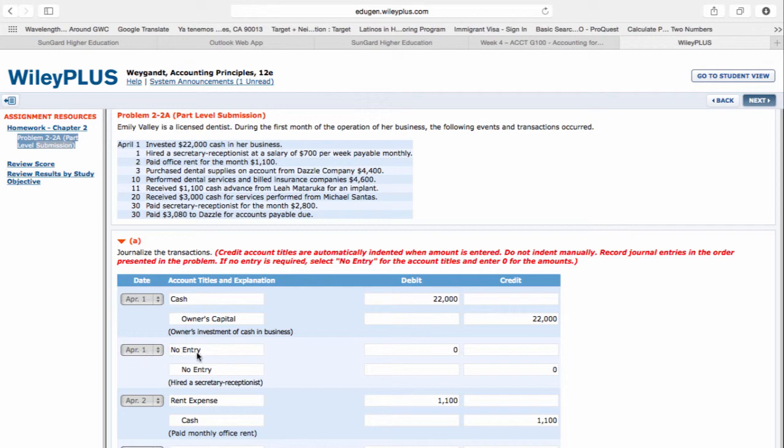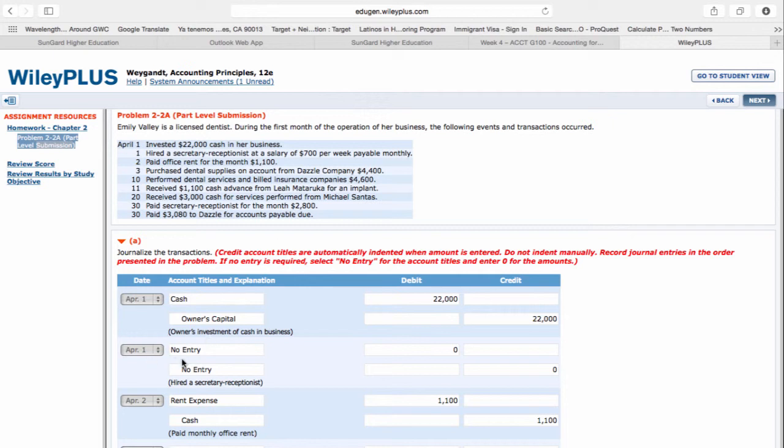And if you notice here, this says no entry. The reason it's no entry is because when you hire someone, it doesn't necessarily mean that there's money affected on that particular day. Just because you hire someone doesn't mean you're going to pay them that same day. Usually you're going to pay them maybe by the following week or in 2 weeks, or sometimes you even get paid monthly. Here you hired a secretary and you determined that you're going to pay them $700 a week, payable monthly. That's it. You didn't pay them that day. Nothing happened. There's no exchange of money.